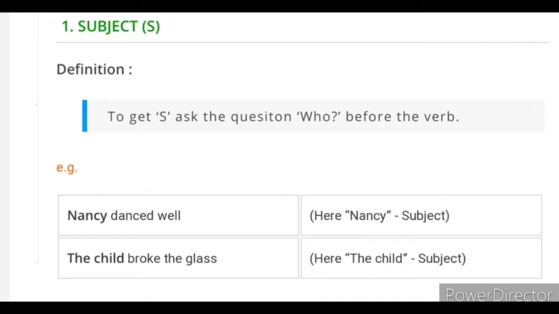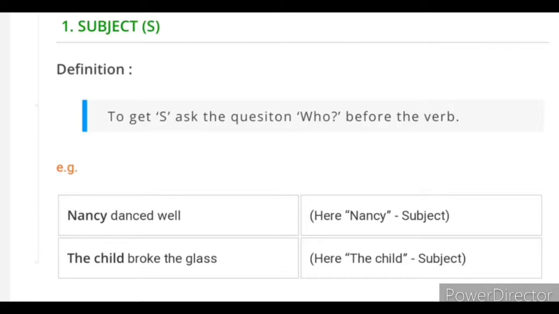To get the subject, ask the question who before the verb. Children, always we have a subject before the verb. You all know what is a verb. Verbs are all action words, is it? So we get the subject before the verb. And one more very important thing is, if you want to know what is the subject, you can ask the question who. See here, for example, Nancy danced well. Here Nancy is the subject because you can ask the question who danced well here. Who danced well? Nancy. So are you getting the answer for the who? So that is the subject. You can underline it and write it as the subject.